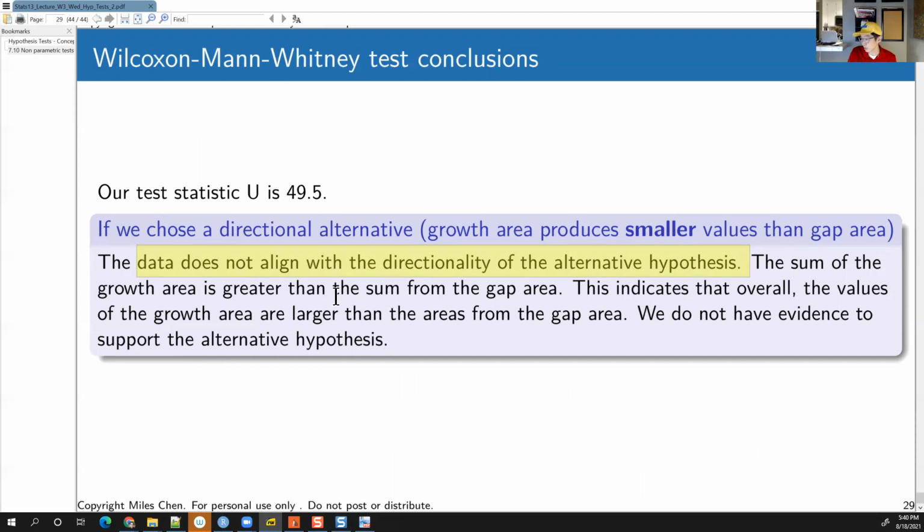The sum of the growth area is greater than the sum of the gap area. This indicates that overall the values of the growth area are larger than the values from the gap area. And we would say we do not have evidence to support the alternative hypothesis. And that would be the conclusion there.